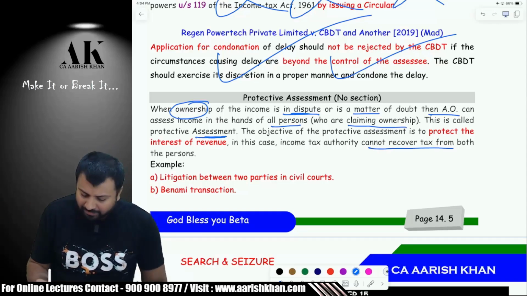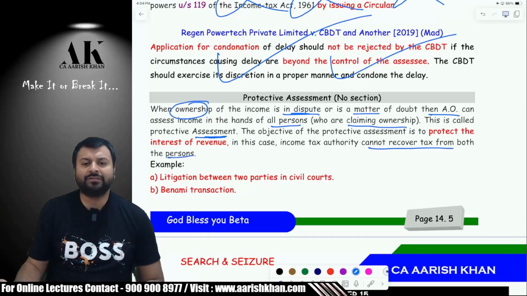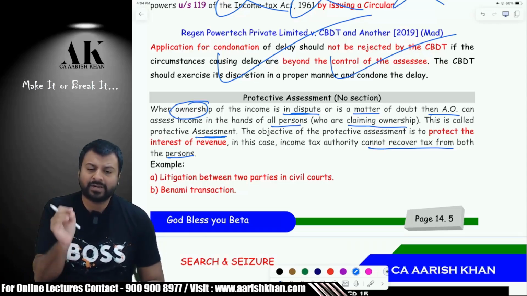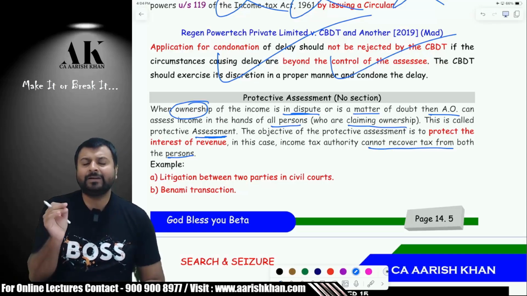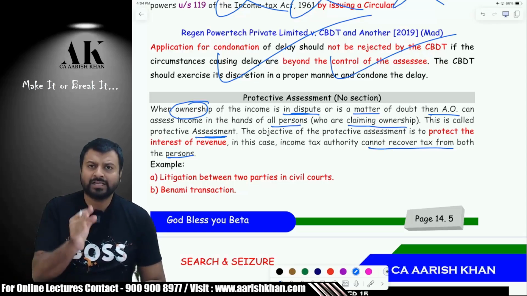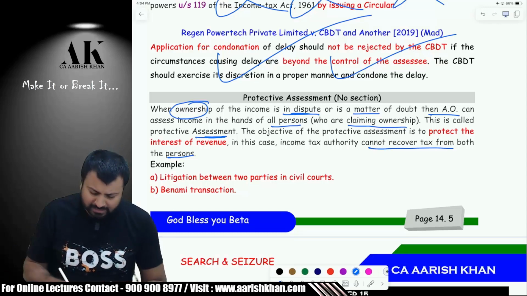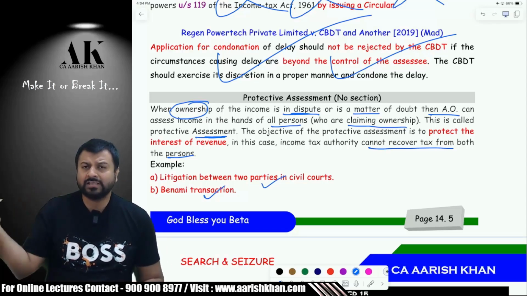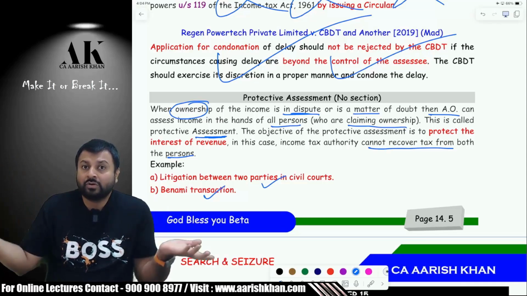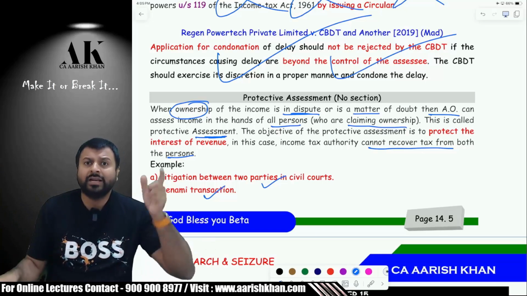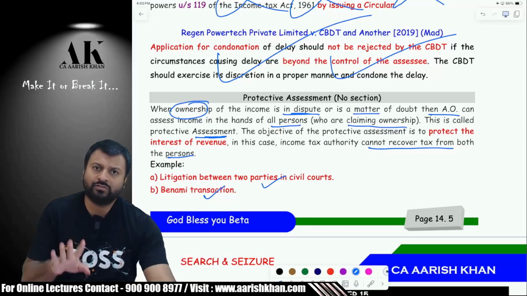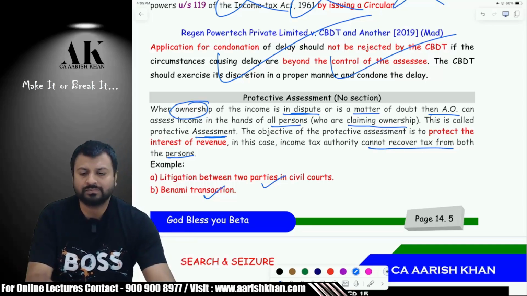Okay. But the tax cannot be recovered from both the persons. Assessment will be done on both the persons, but tax will not be recovered from both. The objective of the protective assessment is to protect the revenue of the department. Income tax department's revenue has to be protected. Examples of this are litigation between two parties in a civil court or Benami transactions. Benami transactions are illegal transactions for which the ownership is very difficult to identify. Who is the owner, who is not the owner? It is very difficult to identify that in case of a Benami transaction. Okay, I hope it is clear to all of you. So this is what this small topic is all about.